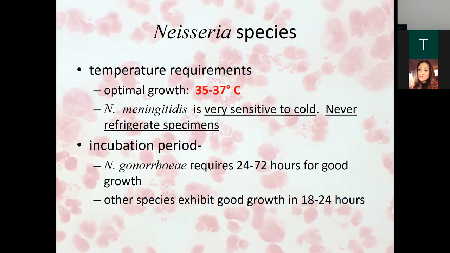So we'll do a no growth 1 day, no growth 2 days, or no growth 24, no growth 48. So we keep them 48 hours, but if it was a female specimen or a male gonorrhea specimen, and we knew it was, then we keep it that third day, just to make sure we didn't miss a growth. So that's the real life, putting it together for Neisseria.